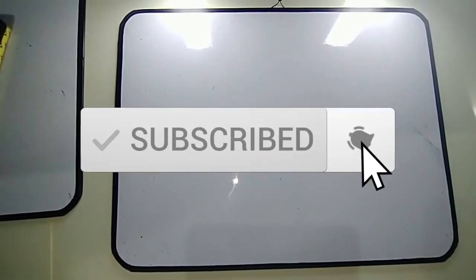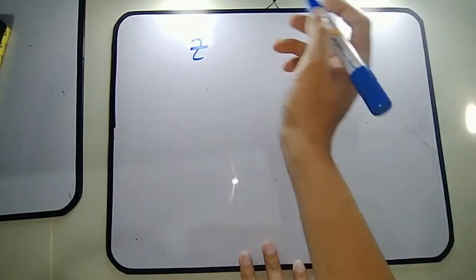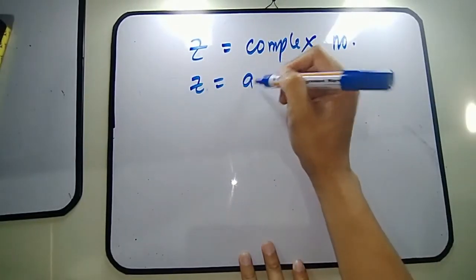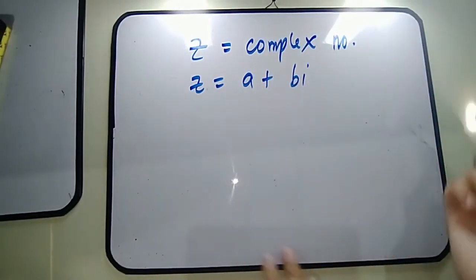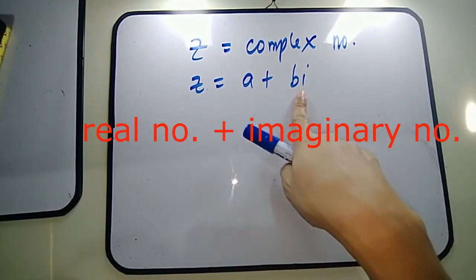So in this video, we are going to discuss complex numbers. This is the first topic in our advanced mathematics lecture series. When you say complex number, it's just a combination of a real number and an imaginary number. If Z is a complex number, it is equal to A plus Bi. So it's a combination of a real number and an imaginary number.